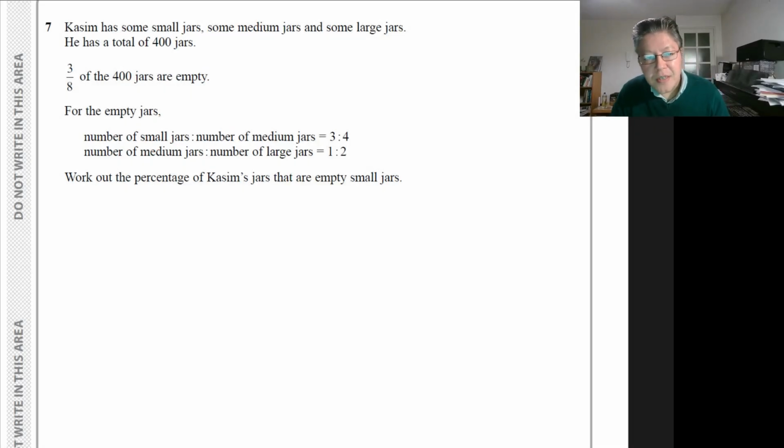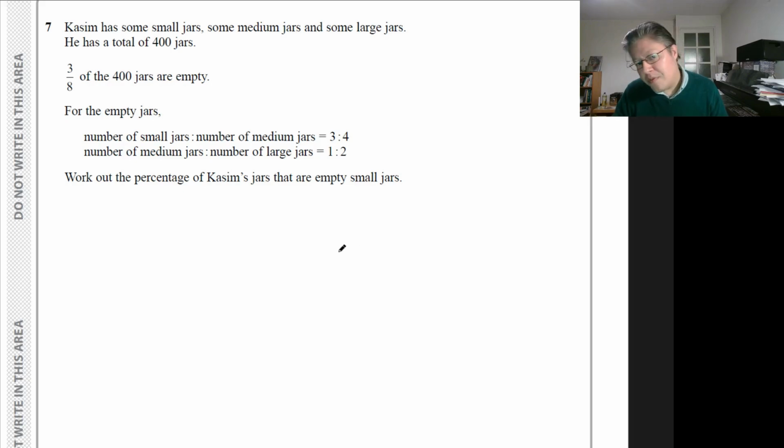Okay, question number 7. We're told that Kasim has some small jars, some medium jars, and some large jars. He has a total of 400, and 3/8 of the 400 jars are empty. For the empty jars, we're given some ratios. Small to medium is 3:4, and medium to large is 1:2. We need to work out the percentage of Kasim's jars that are empty small jars.